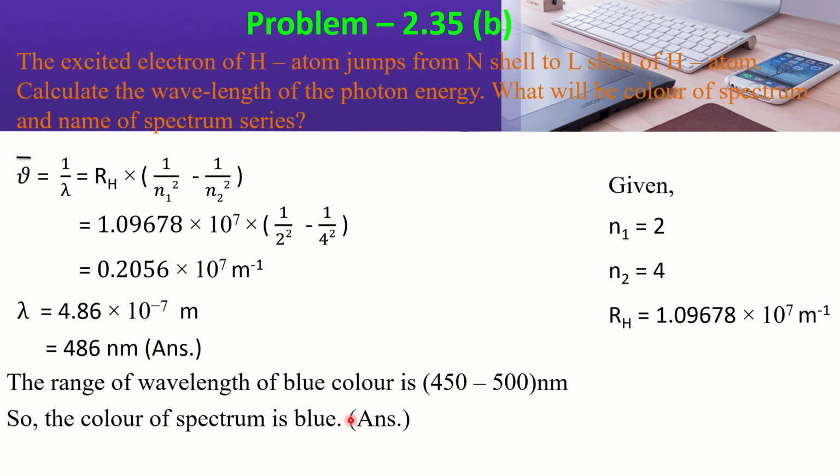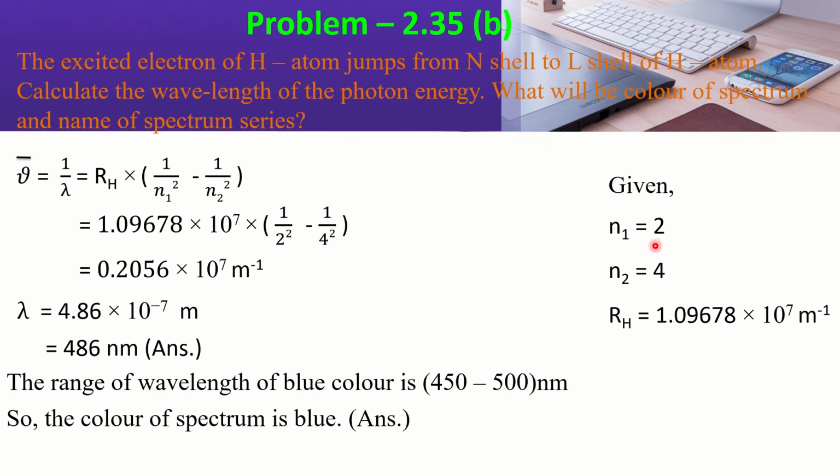Now our third question is, what is the name of spectrum series? Spectrum series means Lyman series, Balmer series, Paschen series, Brackett series or Pfund series. Dear students, look, we know from hydrogen spectrum that if N1 is 1, then the spectrum line will be in Lyman series. If N1 is 2, then it is in Balmer series. If N1 is 3, then it is Paschen series. N1 is 4, it is Brackett series, in this way.